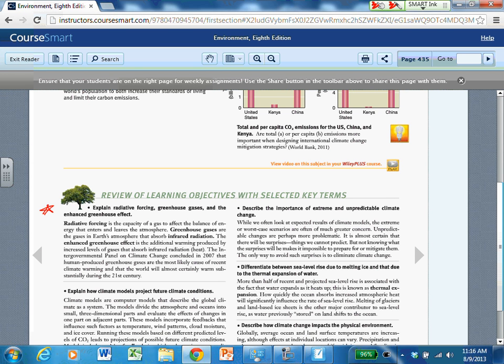Radiative forcing is the capacity of a gas to affect the balance of energy that enters and leaves the atmosphere. Greenhouse gases are the gases in the Earth's atmosphere that absorb infrared radiation. The enhanced greenhouse effect is the additional warming produced by increased levels of gases that absorb infrared radiation, heat. The Intergovernmental Panel on Climate Change concluded in 2007 that human-produced greenhouse gases are the most likely cause of recent climate warming, and that the world will almost certainly warm substantially during the 21st century.